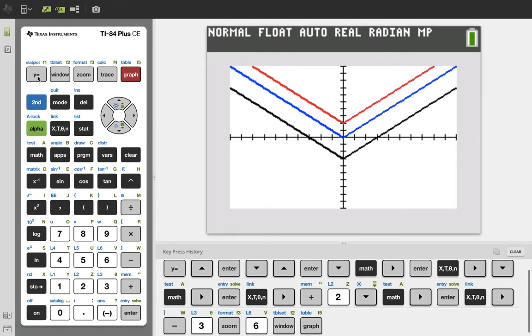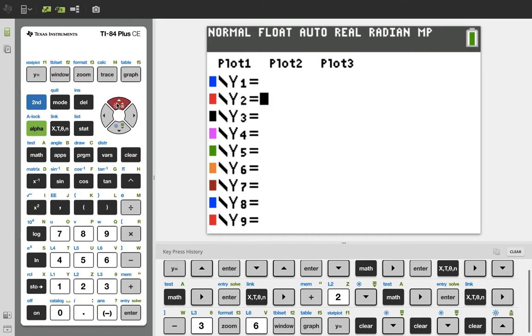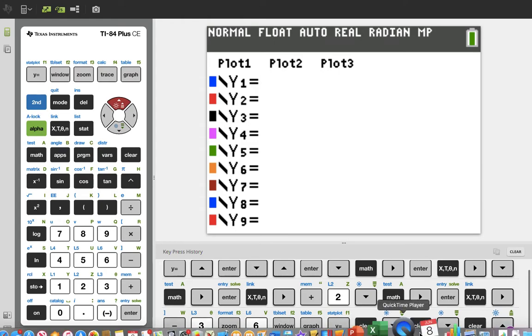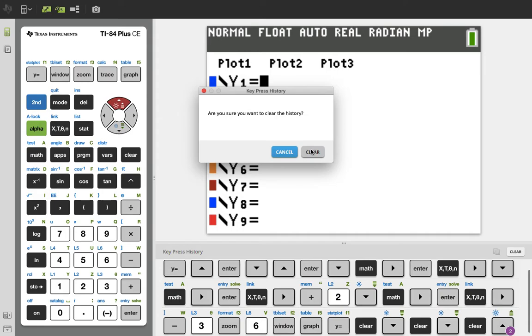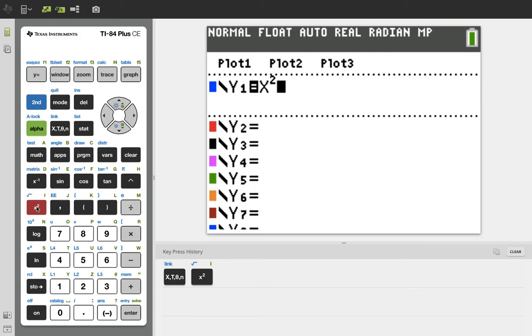So I'm going to go back to my y equals menu, and I'm going to just clear this out. So I'm just going to hit clear on all 3 of these. And if you're wondering what buttons I'm pressing, you can look down here at the history. Let me clear this out just to make it a little bit easier for you to see. So we want x squared as our main graph. So x squared is, I'm going to hit the variable button, and then I'm going to come here where it says x squared on the button, and I'm just going to do that. That'll give you your exponent.